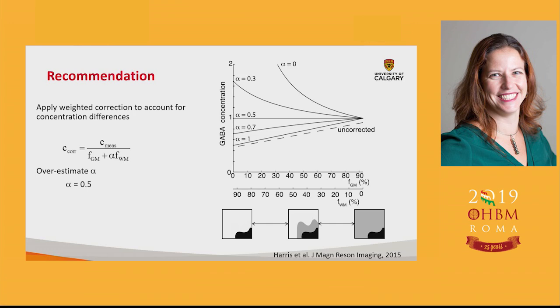There are other options in how you can account for these differences between white matter and gray matter. You can just normalize by the fraction of gray matter, that does work, or you can put your voxel fractions as a regressor into your analysis as well, but that is at the expense of power.